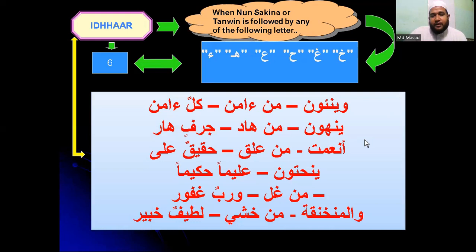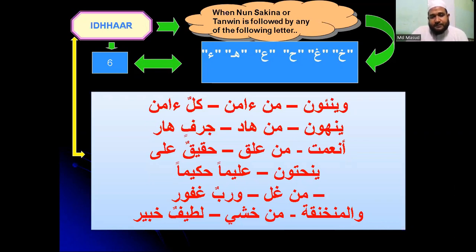Kullun amana, yanhauna min hadin, jurufin har, an'amta min alaq, haqiqun alayya, and then yanhitun, alimun hakima, man ghalab, rabbun ghafur, al-munkhaniqa, man khashiya, and latifun khabir. In all these examples, we see that after Noon Sakin and Tanween, a huruf al-halqiyya comes. That's why we are following its rules here. I hope this matter is clear to everyone.